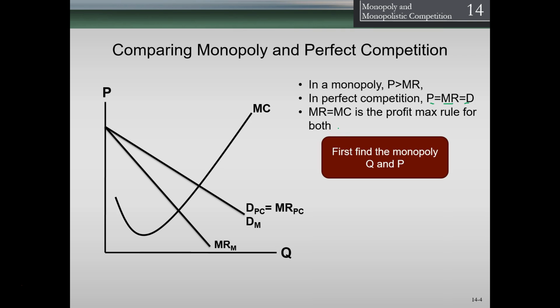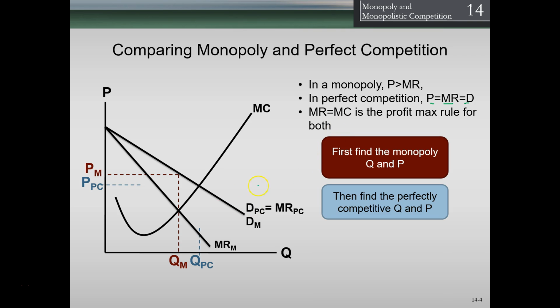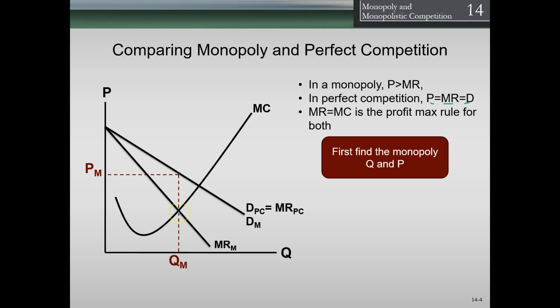So where are we going to produce here? Once again, we're going to produce where the marginal revenue equals the marginal cost, right there. But we're not going to charge that price. We're going to charge what the demand price would be at that point up here.